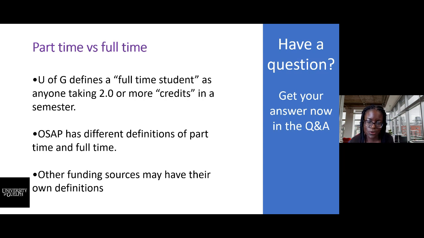All right, and so again, just as I'm looking at this slide, if the question is part-time versus full-time, the answer is it depends who's asking. So please ask the question if there is a concern.